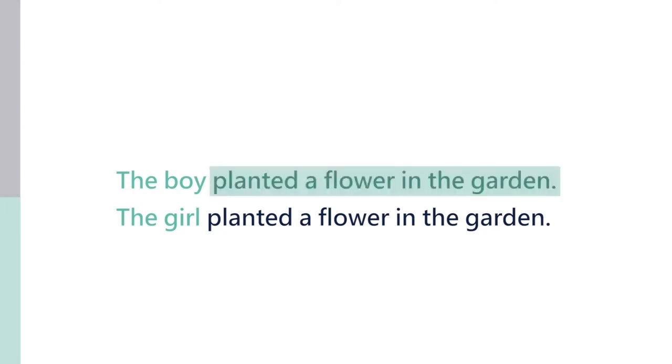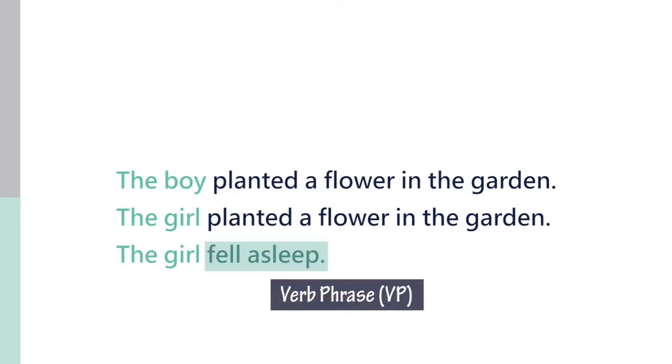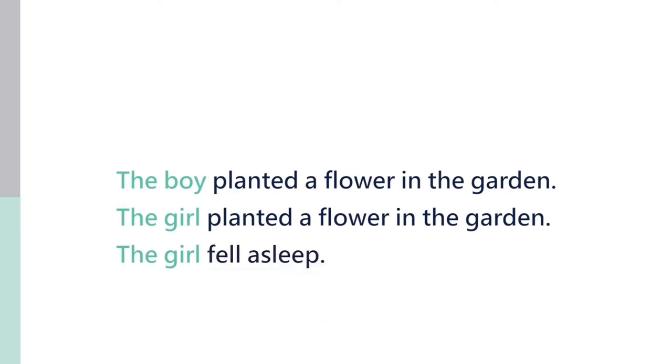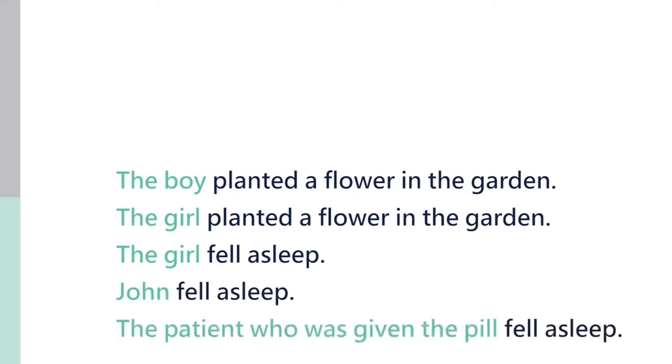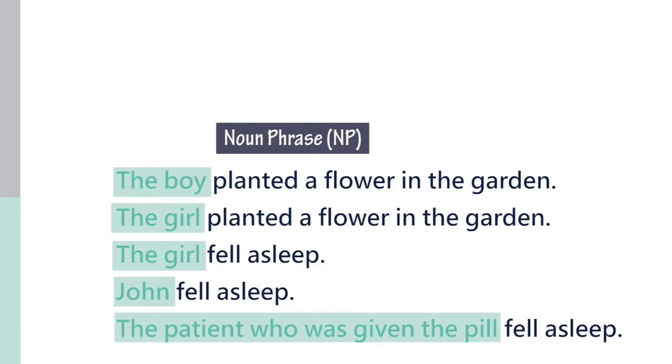For example, planted in the garden is a verb phrase. I can replace it with a verb. I can say, fell asleep. Although it means a different thing, the grammaticality is not affected. I can replace this with John. It's still grammatical. So this whole thing is a noun phrase. So technically all these noun phrases can replace each other.